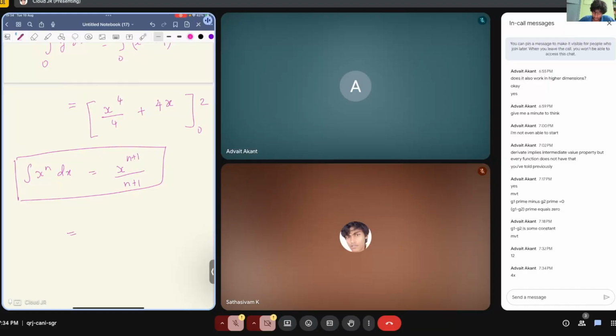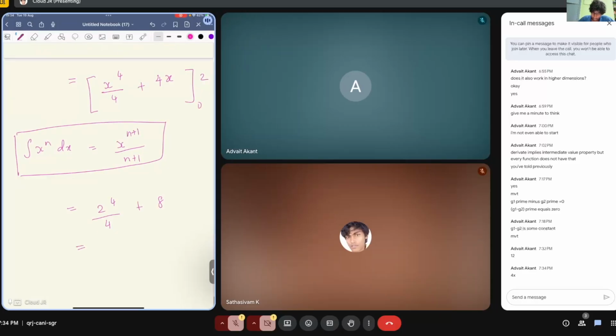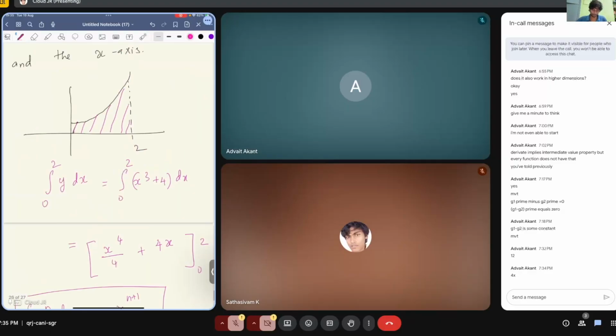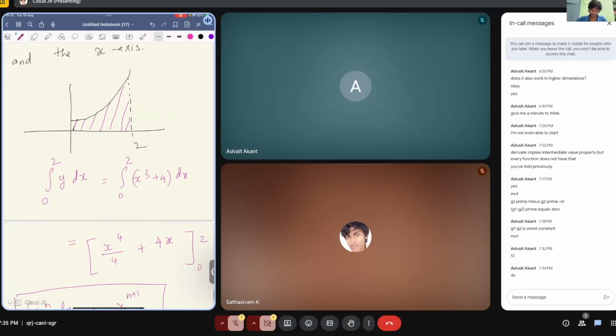So if you substitute the value, you'll get 2 power 4 by 4 plus 8. And when you apply 0 to it, these two terms are 0, so this will go away. So what you get is 4 plus 8, which is 12. Yeah, so your answer is right. Okay, so this is fine.